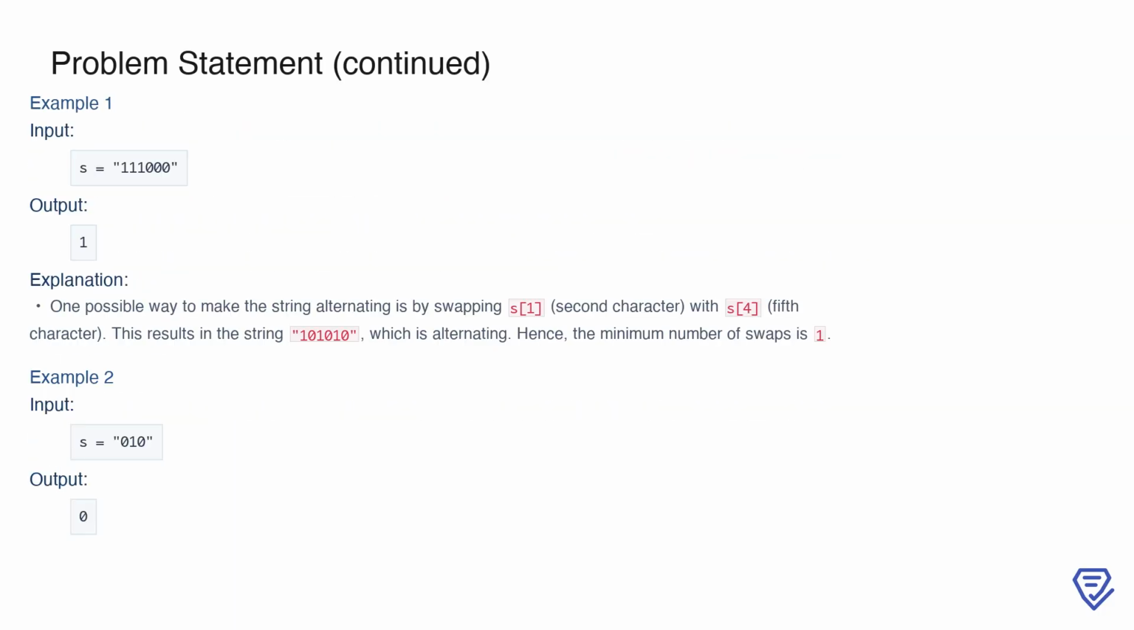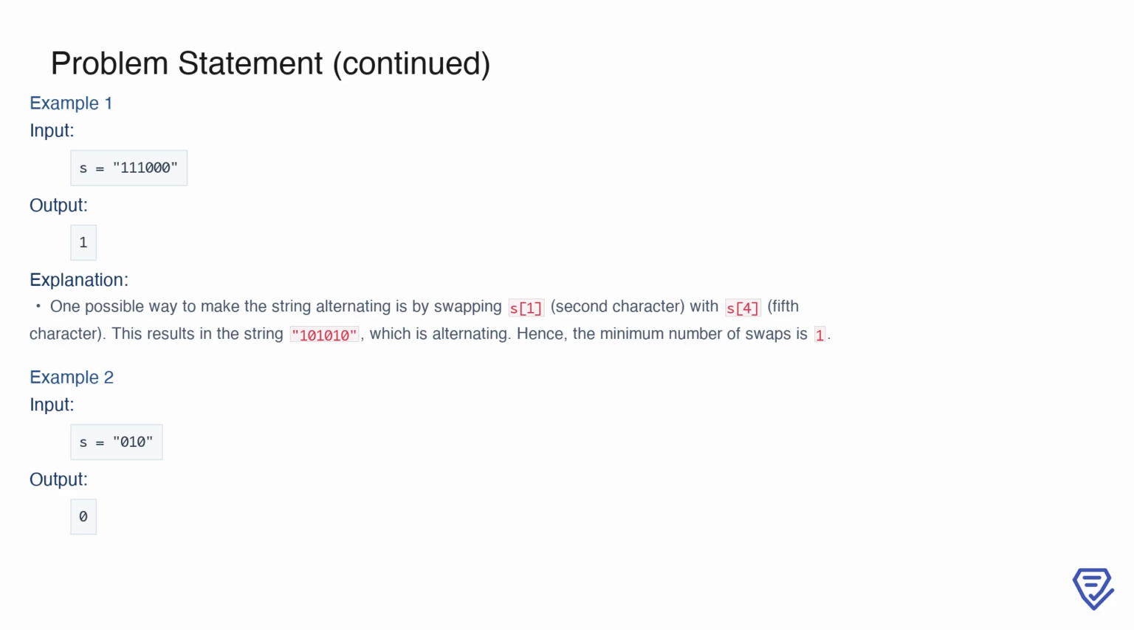Let's look at some examples to better understand the problem. For the input string S equals 111000, the output is 1. Here's why. One possible way to make the string alternating is to swap the second character, which is 1, with the fifth character, which is 0. This results in the string 101010, which is now alternating. Since only one swap is required, the output is 1.